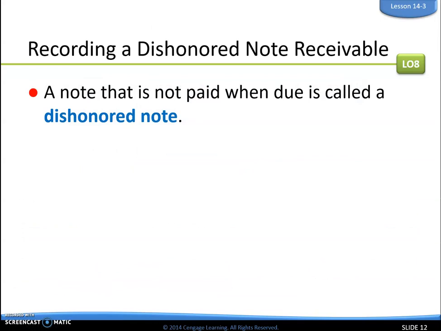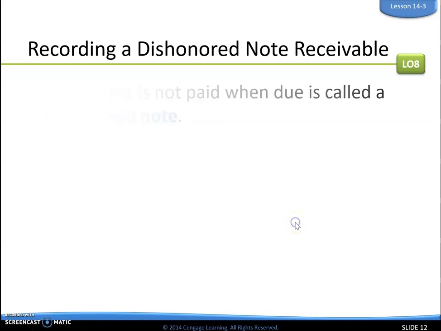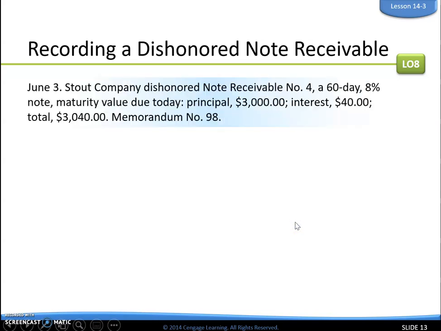Now, a note that is not paid when it is due is called a dishonored note. And so we have to know, just like uncollectible accounts, we have to realize that there are going to be times that we're going to have a dishonored note that people aren't going to pay.